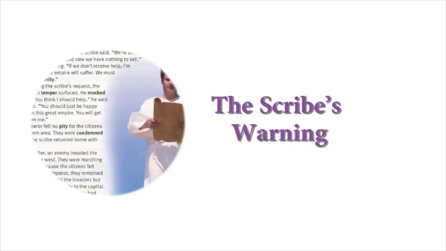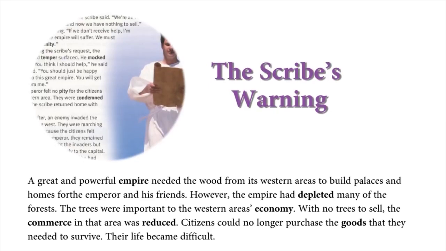The scribe's warning. A great and powerful empire needed the wood from its western areas to build palaces and homes for the emperor and his friends. However, the empire had depleted many of the forests. The trees were important to the western area's economy. With no trees to sell, the commerce in that area was reduced. Citizens could no longer purchase the goods that they needed to survive.